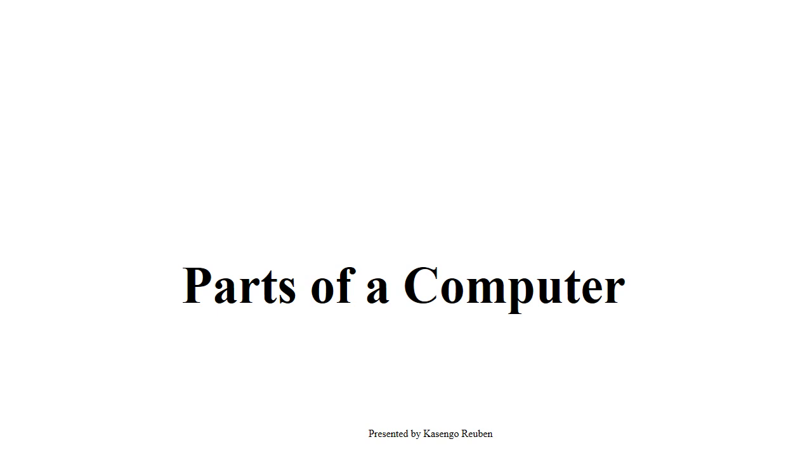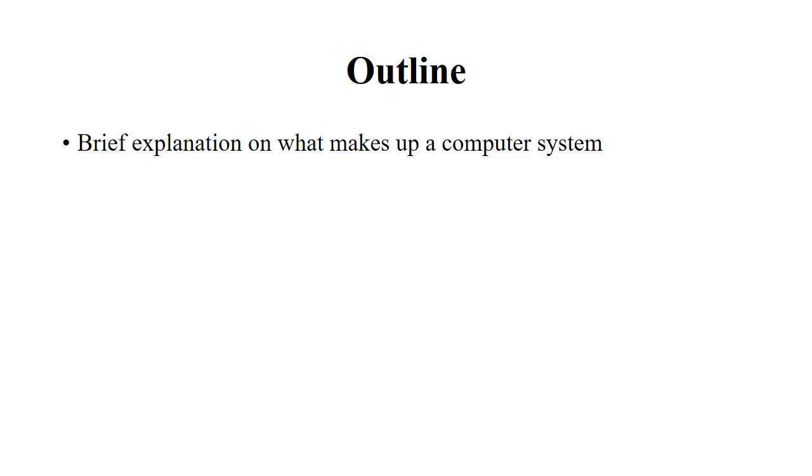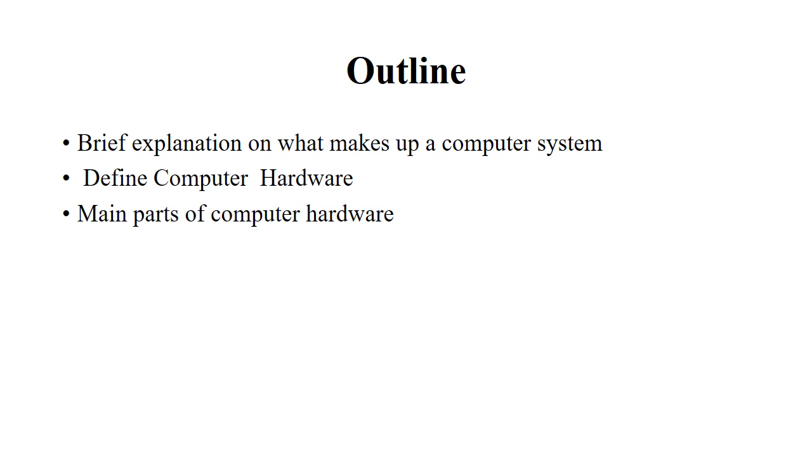In today's presentation, ladies and gentlemen, we are going to talk about the parts of the computer system, which is the hardware components. But before we do that, let us look at our outline. On our outline, we are first going to go through a brief explanation of what makes up a computer system, and also define computer hardware. After defining, we will look at the main components or the main parts of the computer hardware, and then lastly the conclusion part.